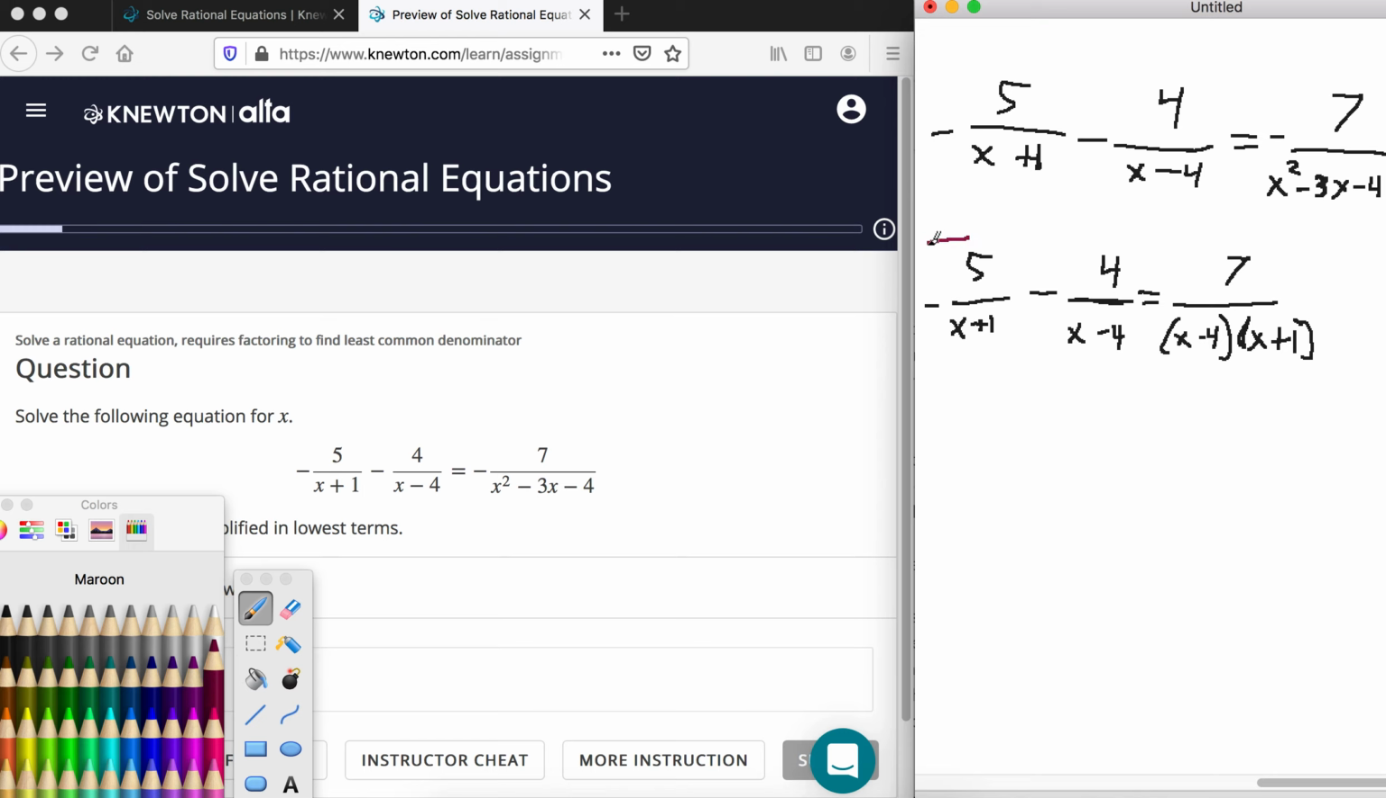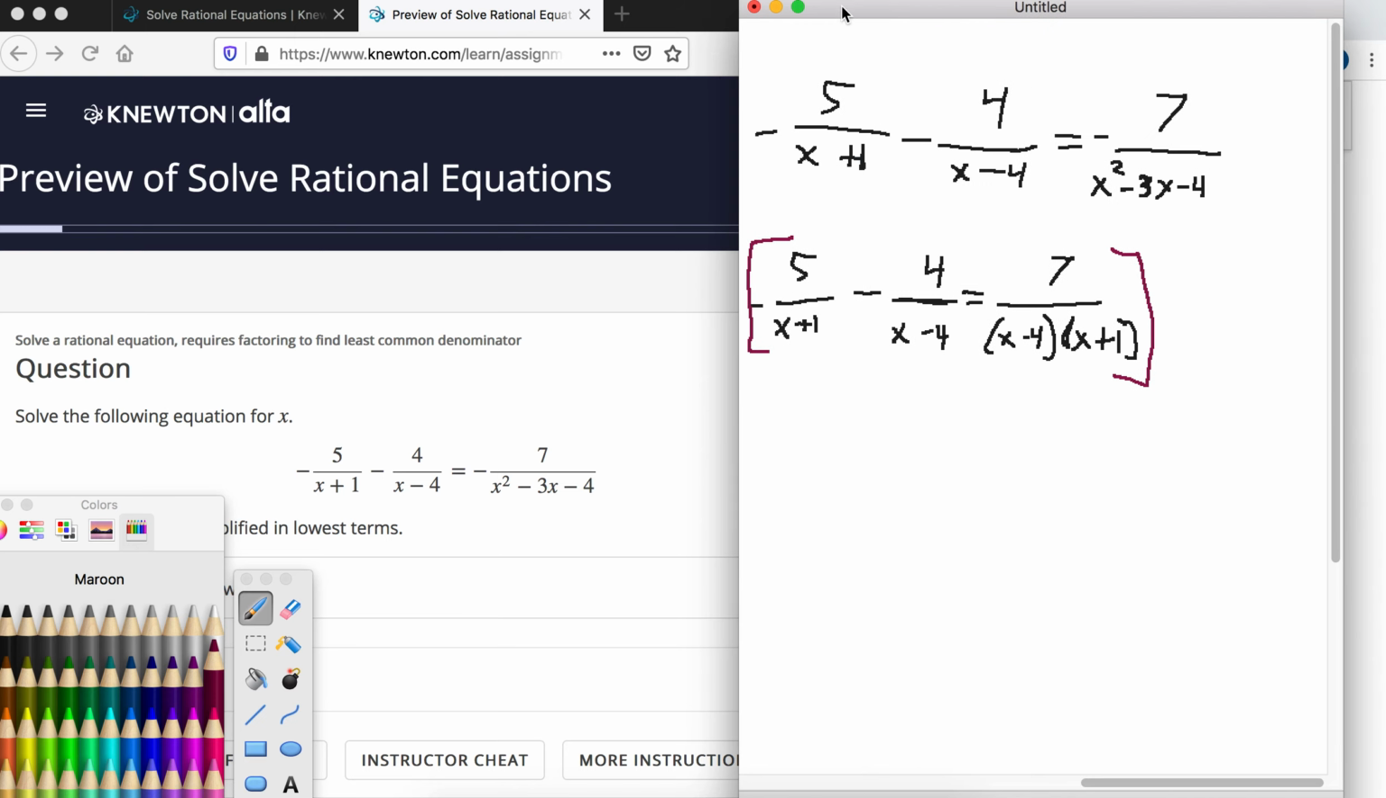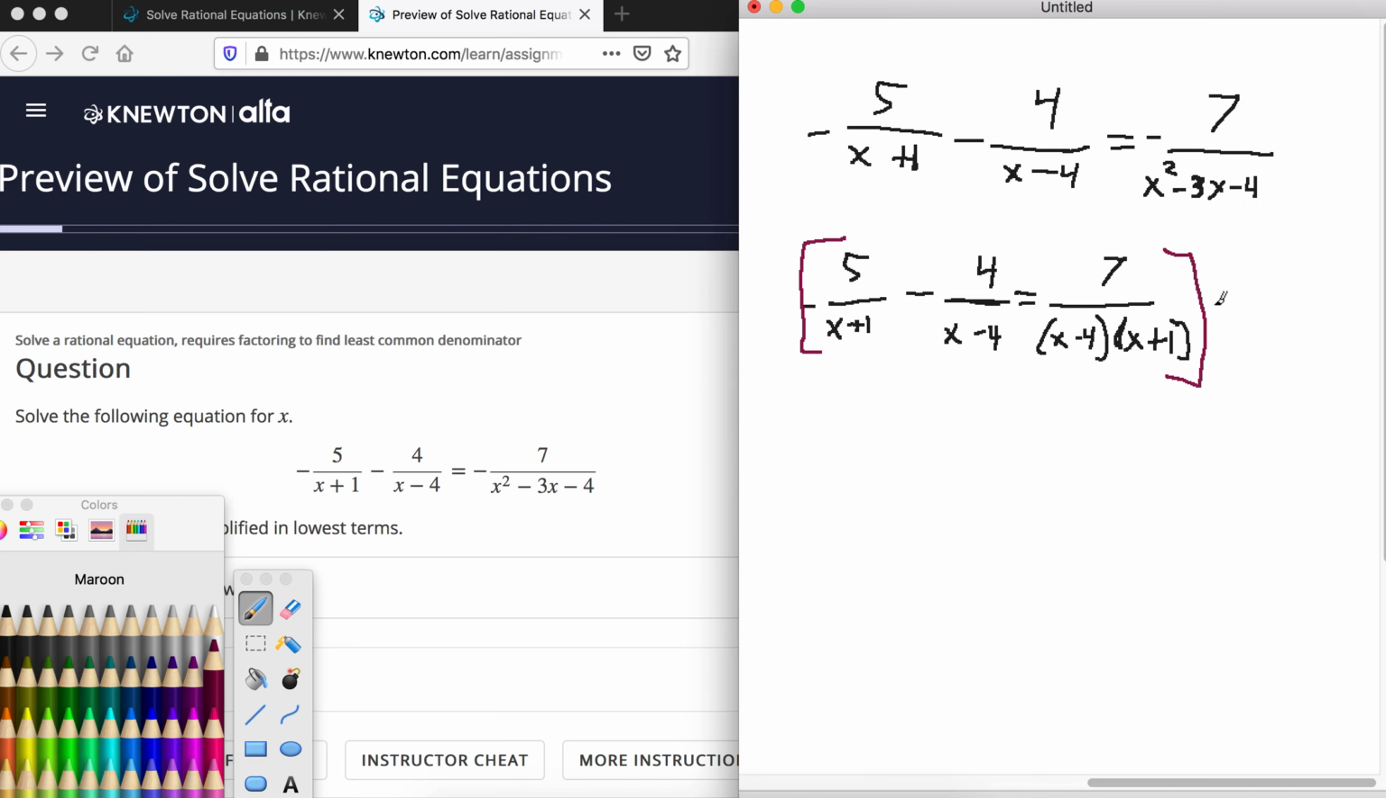Okay, so now if you multiply everything by x minus 4 and x plus 1, you'll be guaranteed to cancel out all the denominators, okay? Like when you multiply x minus 4 and x plus 1 to this term, the x plus 1s are going to cancel. And you're going to have -5 times x minus 4 left over.